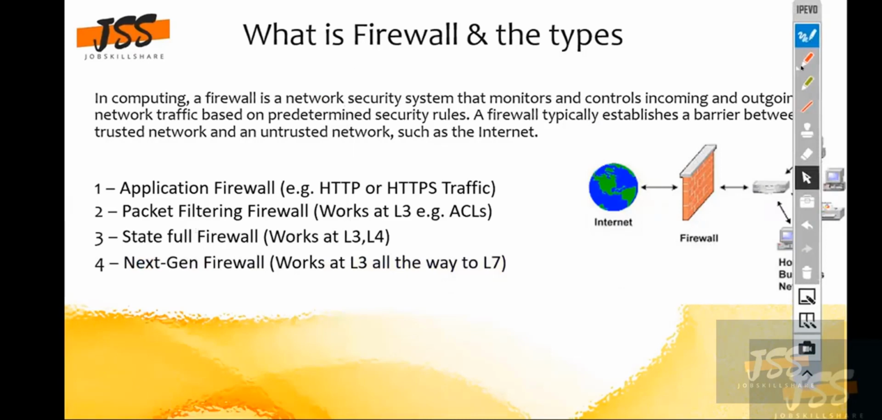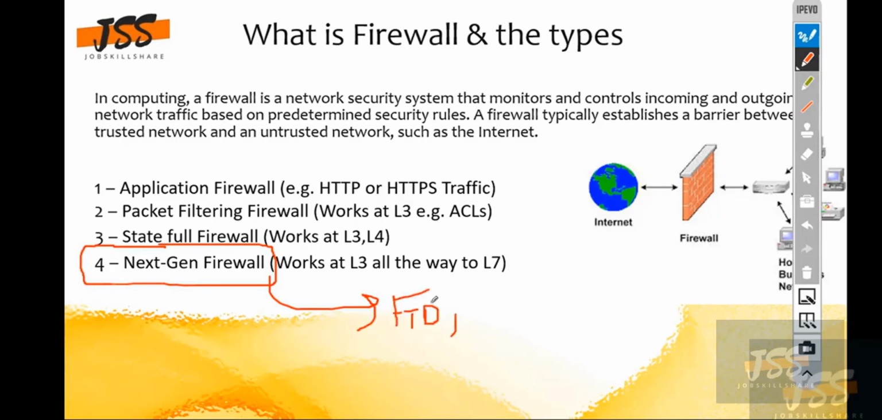Then we have the next gen firewalls, by the way, these days. If I give you an example, this is very advanced, but no problem. For the sake of knowledge base, I'm writing FTD, like Firepower Threat Defense. We have Palo Alto. Then we have Checkpoint firewalls. These are all, you can consider, next gen firewalls. And as you can see, they work from L3 all the way to L7. I'm talking about the OSI layers.